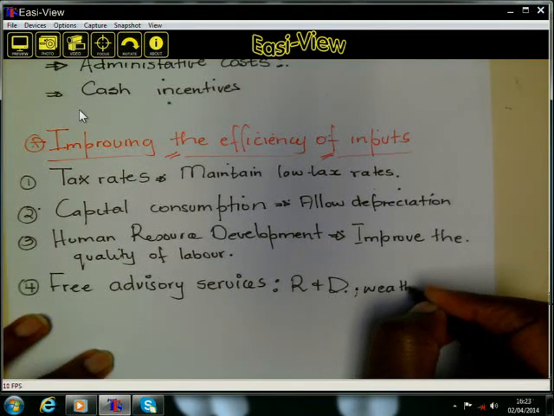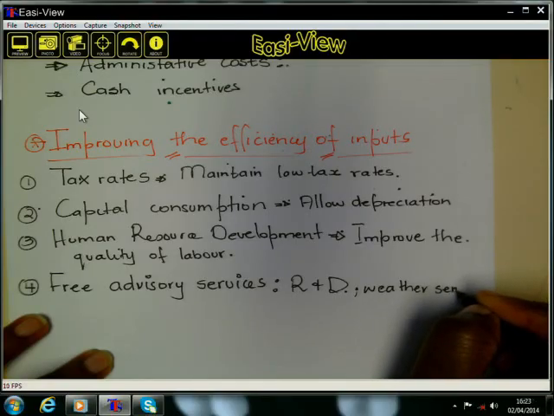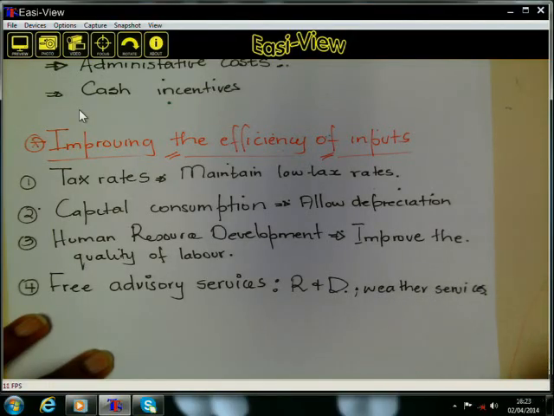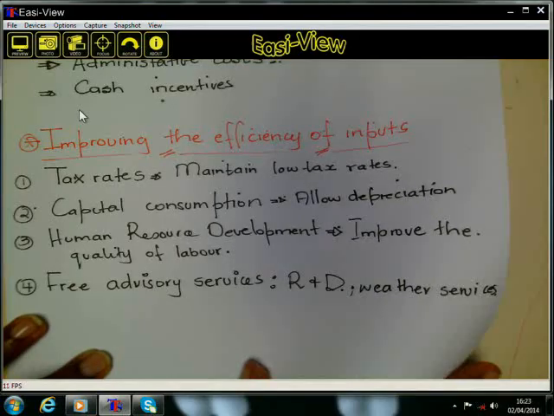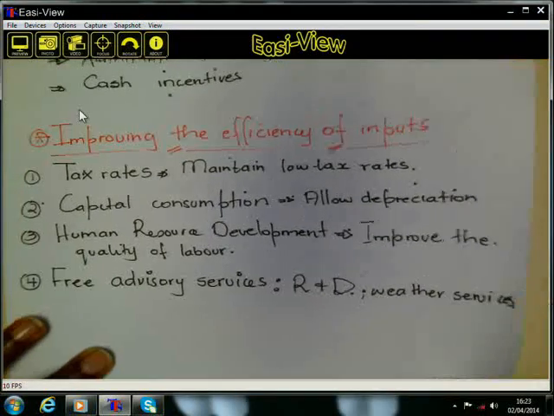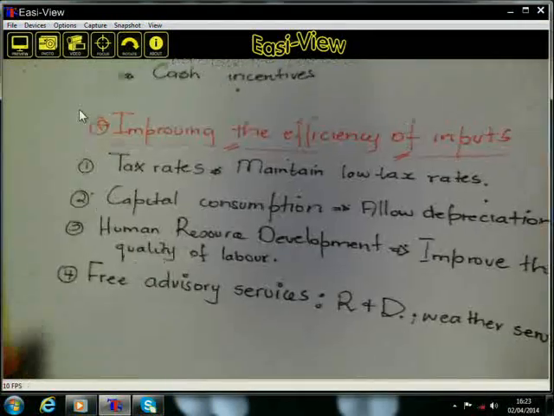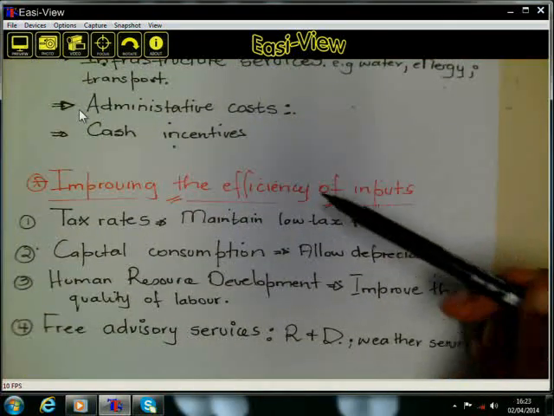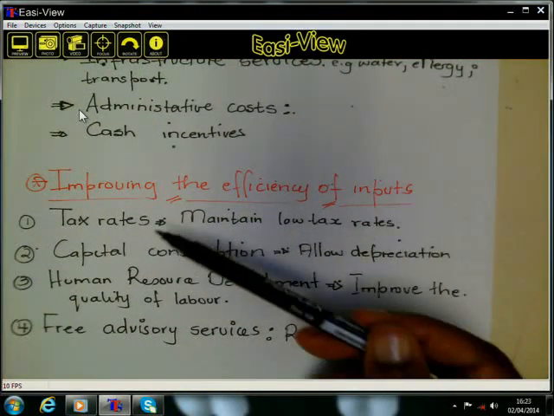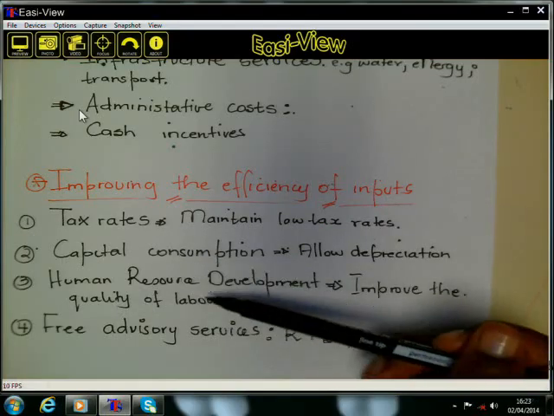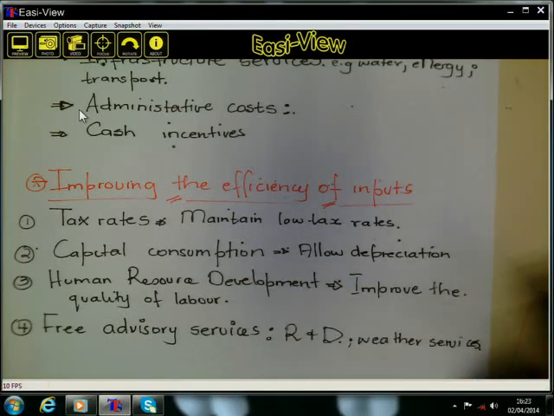The weather service, because some businesses are controlled by the weather. So they need to know whether it's going to rain. But these days, the weather has been so confused. Let's hope they get it right eventually. Right, so those were the factors under improving efficiency of inputs: tax rates, capital consumption, human resource development, and free advisory services.